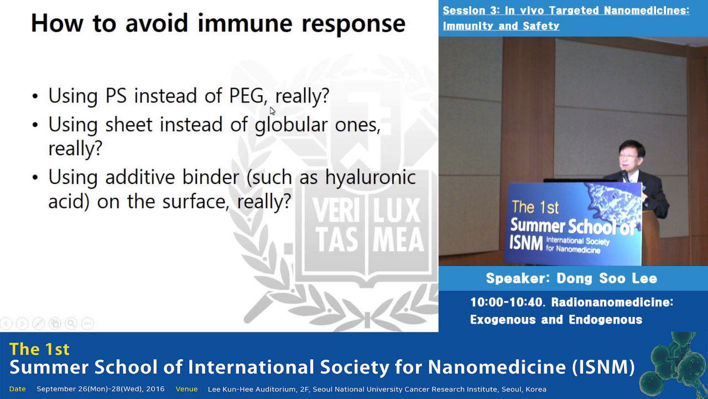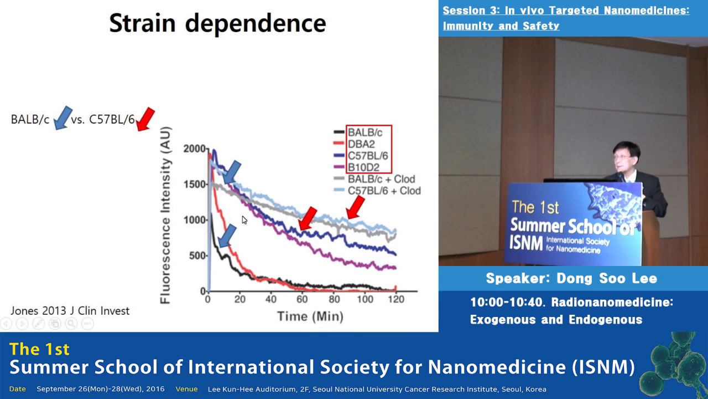Or what about if you change, instead of ethylene glycol, to N-methylglycine or polysaccharides? Somebody says that polysaccharide is better than PEG. Somebody says no, it's the same, and sheet and globular ones. And somebody says hyaluronic acid is added and it's okay. So we don't know right now, and you need to understand that. This is my last slide.